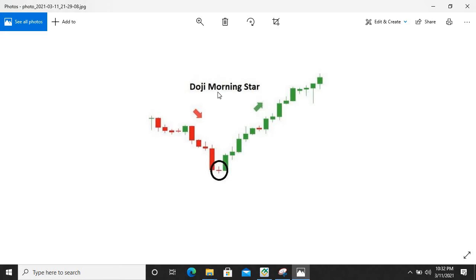This is the morning star doji, or we can call it doji morning star. The moment you have seen three candles, a big candlestick plus a smaller candlestick, on a downward trend, it normally appears on a downward trend. So you have to expect how you can buy. You have to think that the market is going up.